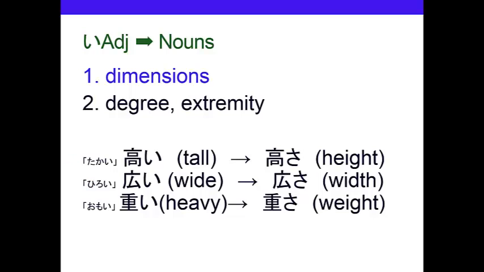Here we have takai. Takai means tall. So by taking off the i and adding on sa, that gives you takasa. Takasa meaning height. For hiroi, hiroi means wide as an adjective. Then again, taking off the i, putting on sa, hirosa, width. Omoi, omoi means heavy. Taking off the i, adding on sa, omosa, weight.